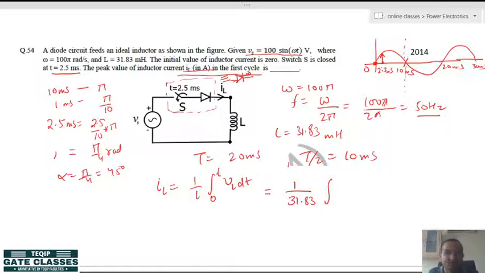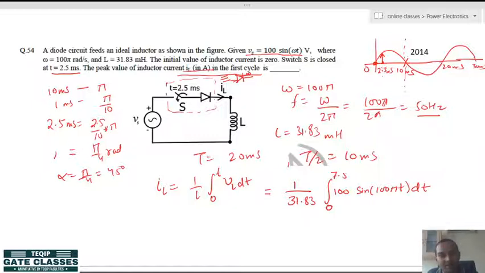And what will the inductor voltage be? If the switch is closed and the diode is ideal, it means source and load are in parallel. So, the inductor voltage is whatever the source is, which is 100 sin 100 pi t, into dt. Now it is time to put the limits. You can put the limits from 2.5 to 10, or if you want, from 0, where 2.5 becomes 0 when the switch was closed, and this 10 becomes 7.5.